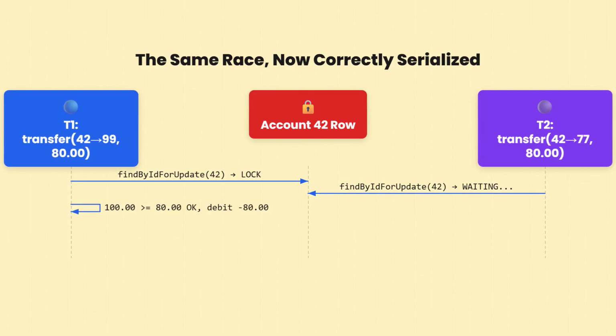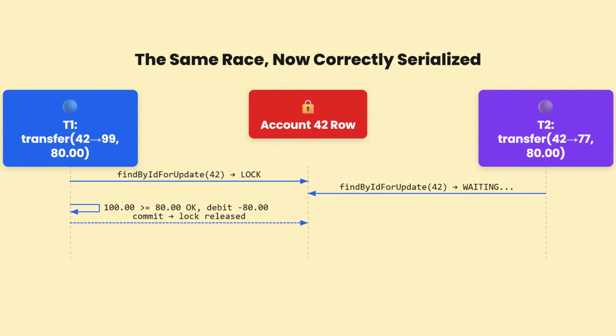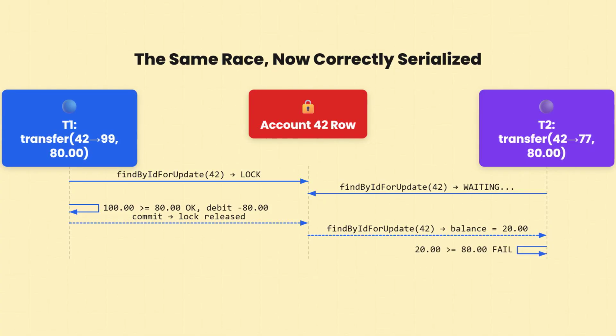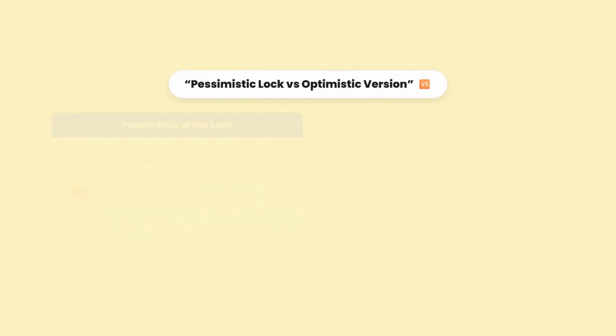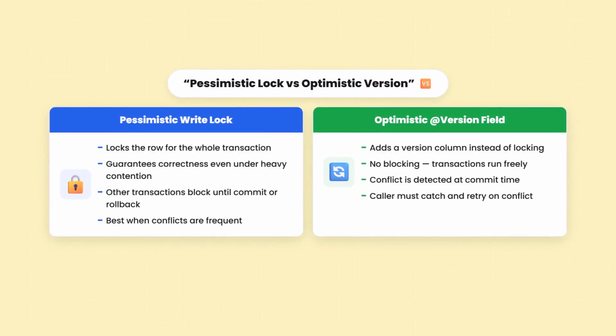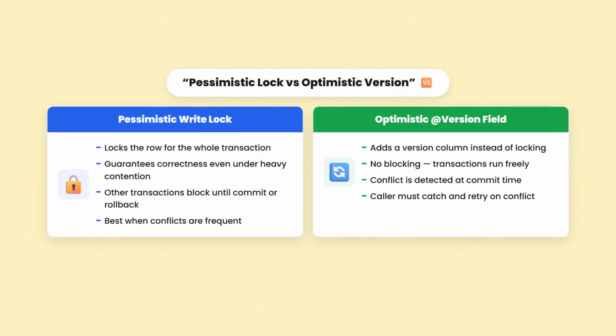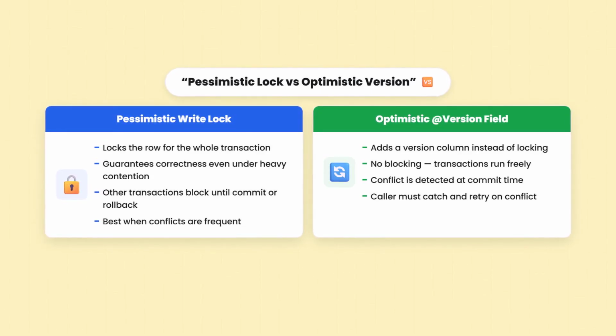T1's check passes against the real $100 balance, so it debits 80 and commits. Committing releases the lock and drops the real balance to $20. Only now does T2 get through and read that balance, $20, not the stale 100 from before. 20 is less than T2's $80 transfer, so the check fails and the sender is never overdrawn. Under lighter contention, most teams reach for an optimistic version field instead. Same correctness. Caller retries when it conflicts.